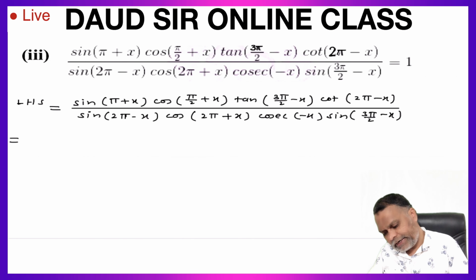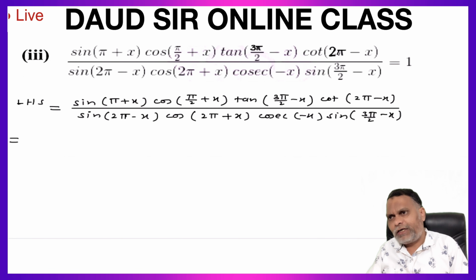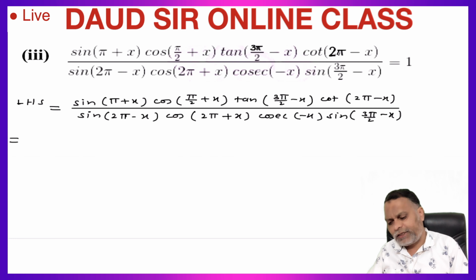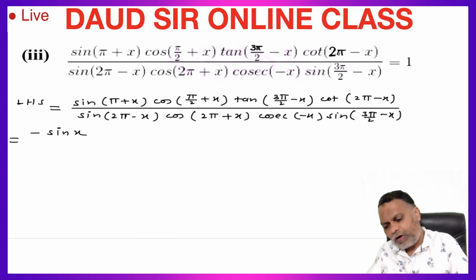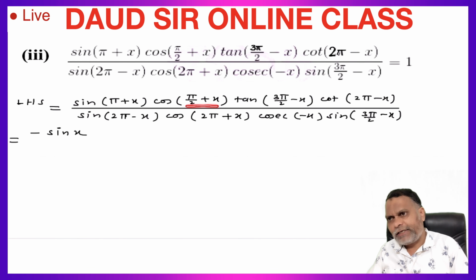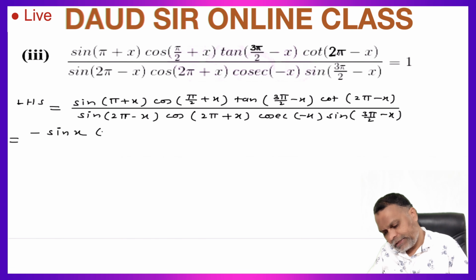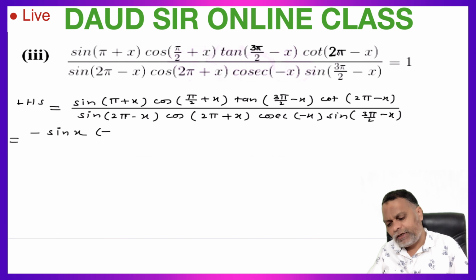So use quadrant here. Sin 180 plus x. 180 plus theta lies in third quadrant. In third quadrant, sin is negative. So minus sine x. In case of 180, no change. Cos 90 plus x, 90 plus theta lies in second quadrant. Second quadrant, sine is positive. This is cos. So minus. In case of 90, change cos to sine. So minus sine x.